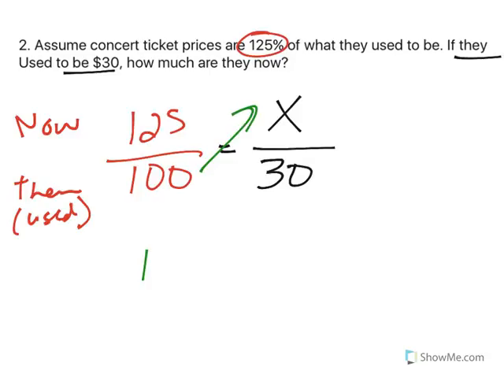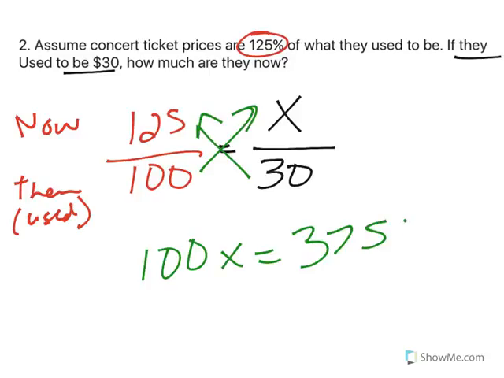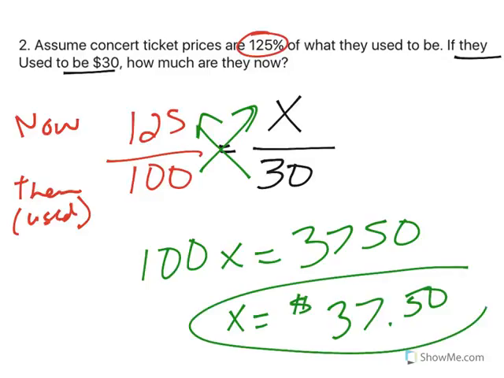So when I cross multiply, 100x equals 3,750. Divide both sides by 100, and I end up with $37.50. And again, we're talking about money, so I want to make sure I put my dollar sign and round accordingly.